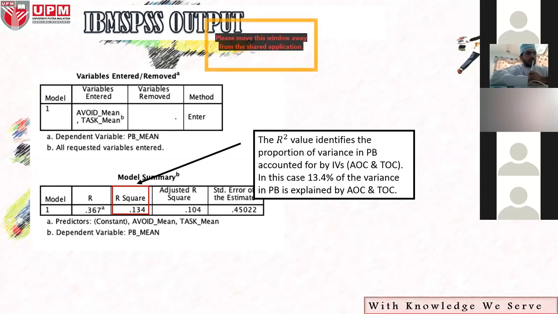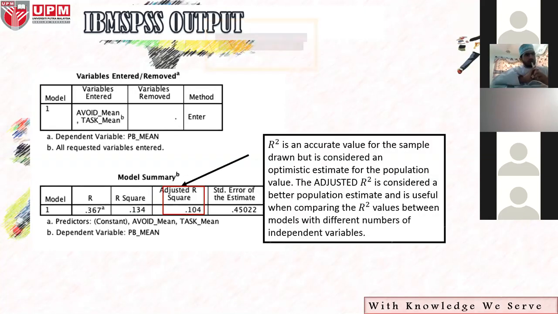Understand? Earlier when we ran the simple linear regression, the R squared for the relationship between TOC and PB was only 11 something. I forgot, 11.4. But now, after we insert the AOC, the model improved to 13.4.